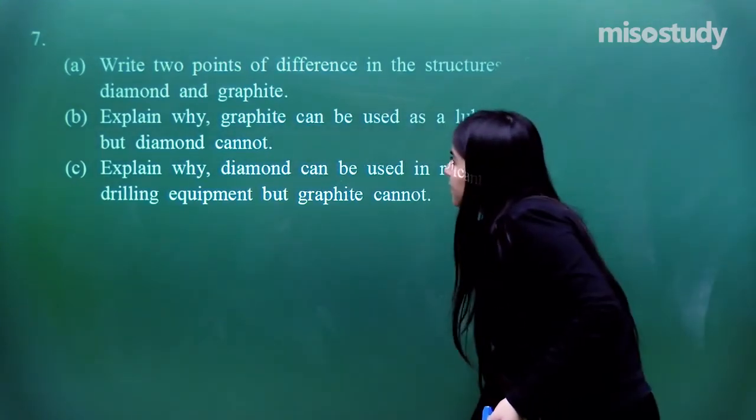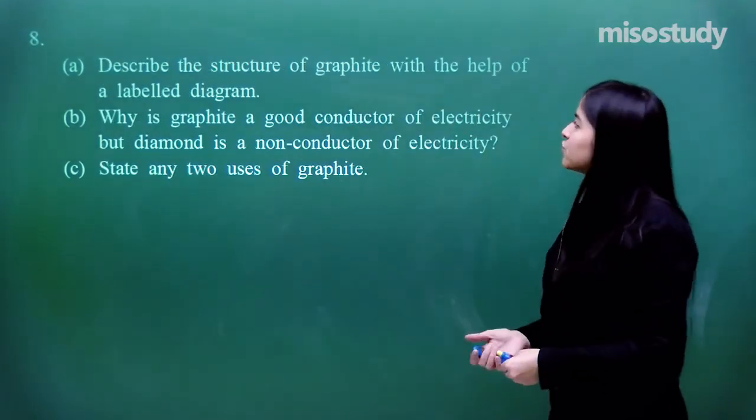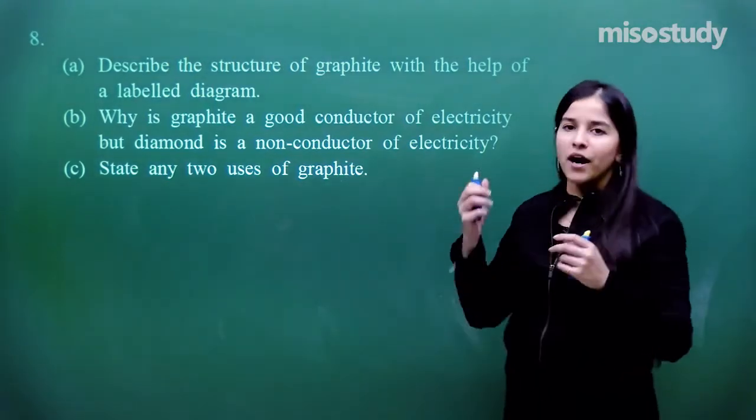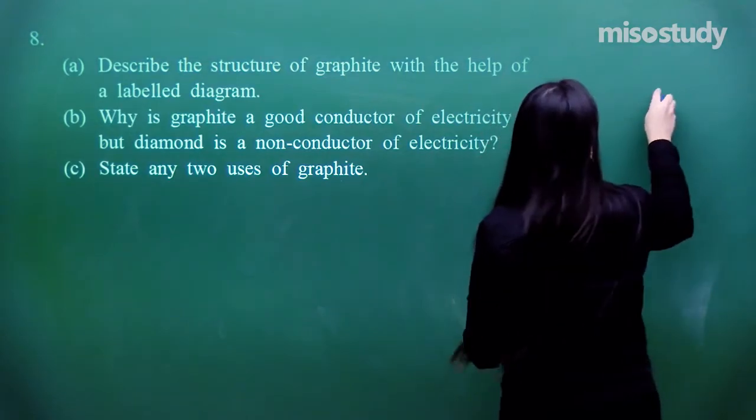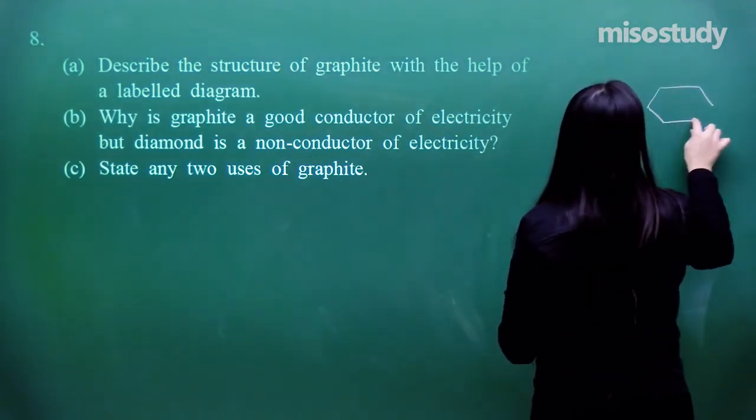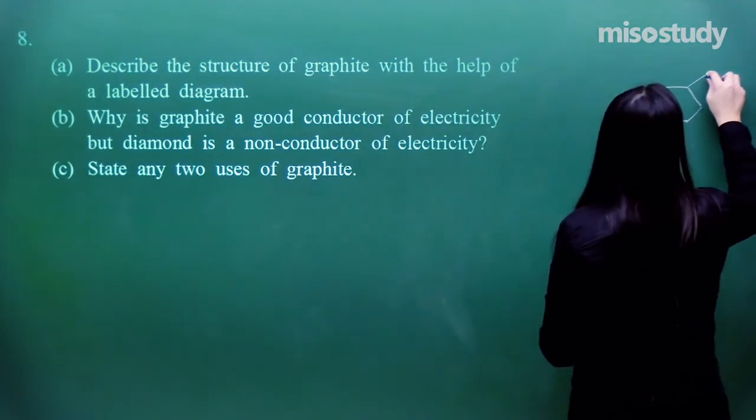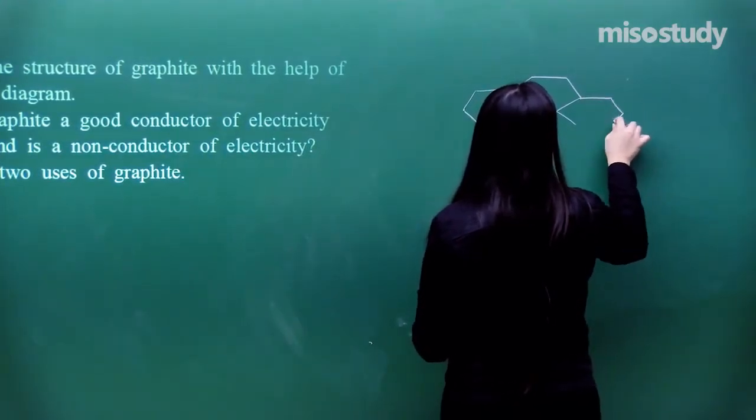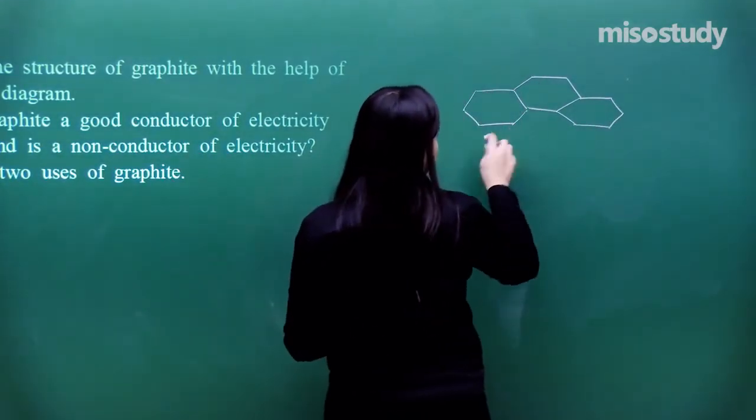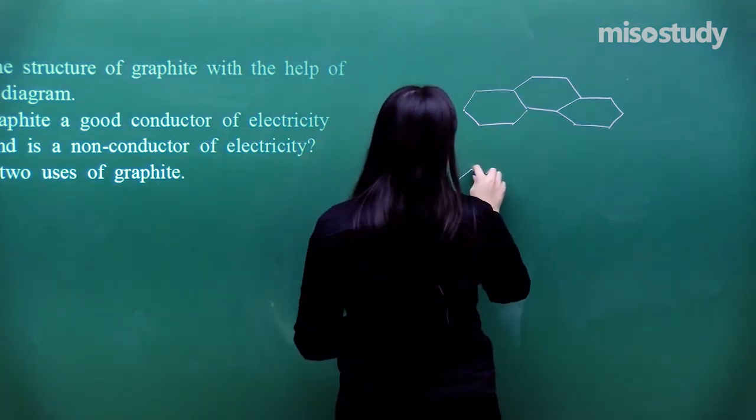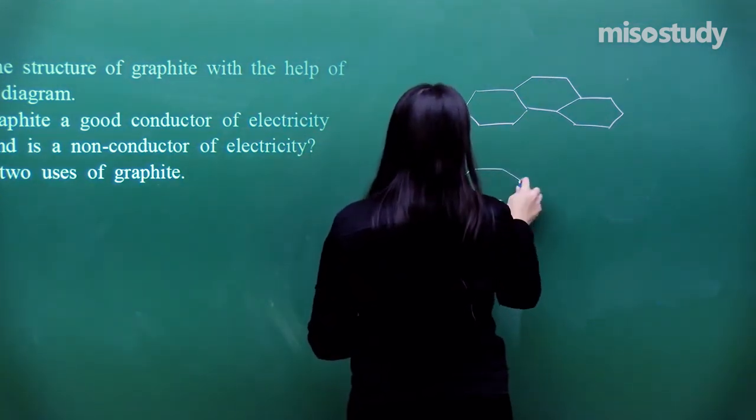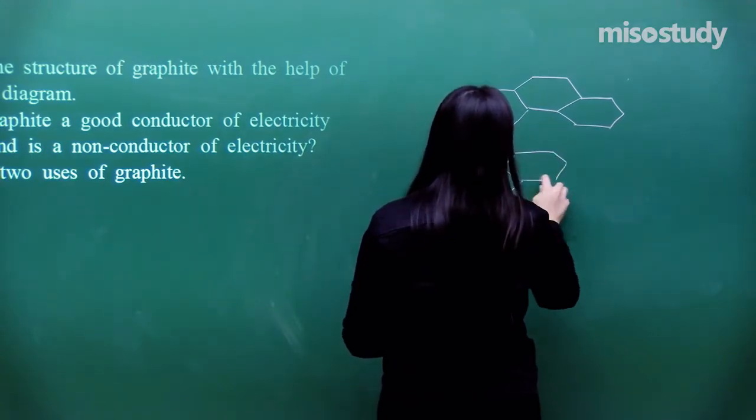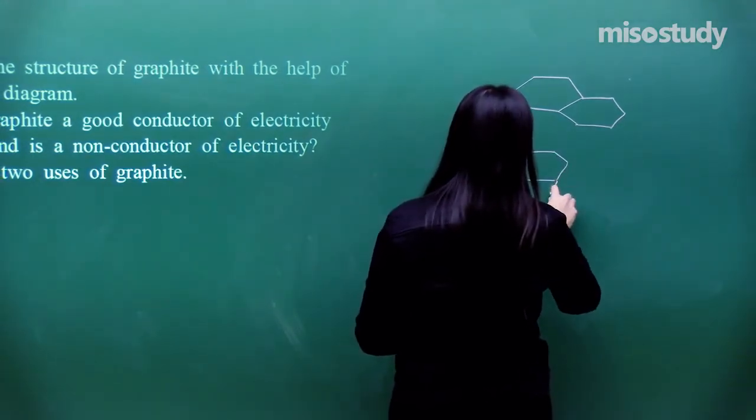Now, question number 8. Describe the structure of graphite with the help of a labeled diagram. So how can you draw the structure of graphite? You can just have these hexagonal rings somehow like this. That can be represented as layer 1, and a similar kind of layer you can draw below it, something like this.